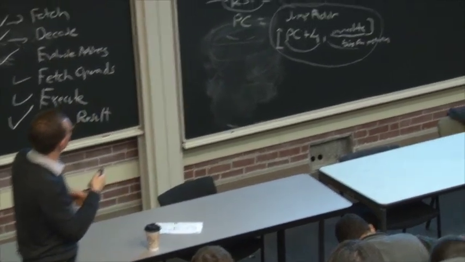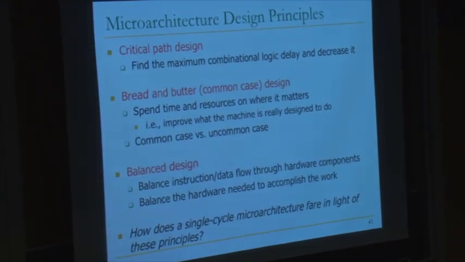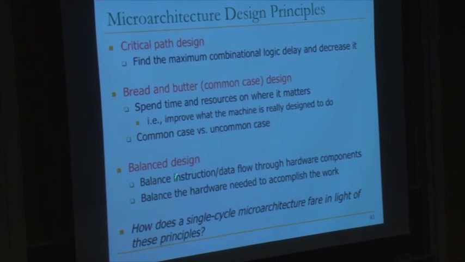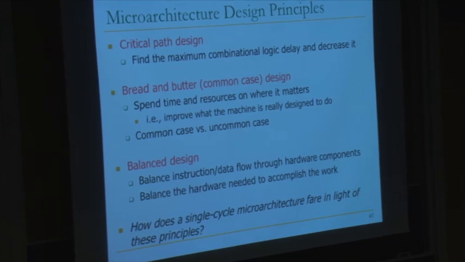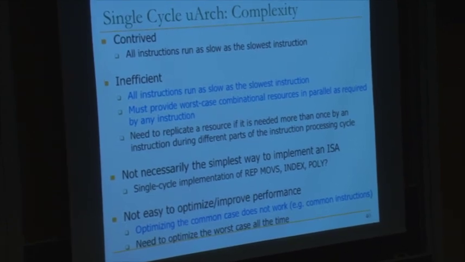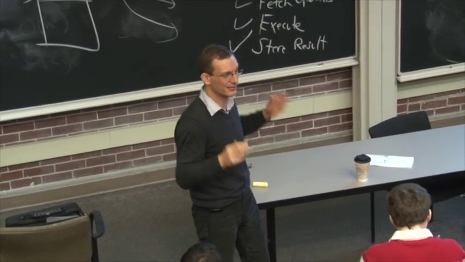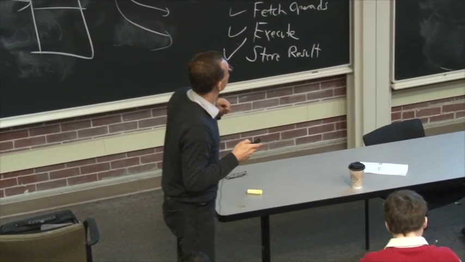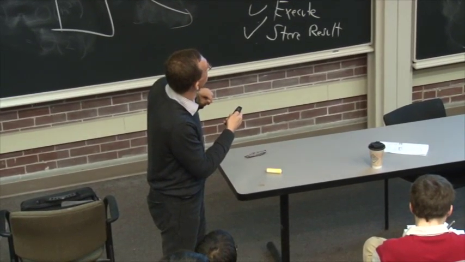Here, I guess I'll pose you the question, how does a single cycle microarchitecture fail in light of these principles? I would argue that it violates these two principles very heavily. It violates balanced design because now you need, well, let's go back. I've already given you the answer for this, right? You need to replicate a resource. Right? You cannot design a minimal microarchitecture. You cannot have a single adder. If an instruction does 100 adds, you have to have those 100 adders. Right? So it's not a balanced design. And it's definitely not a design for the common case.